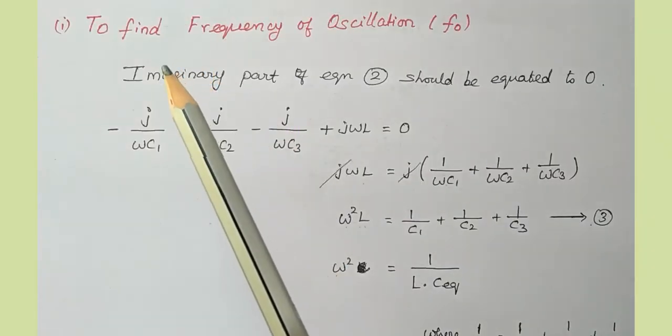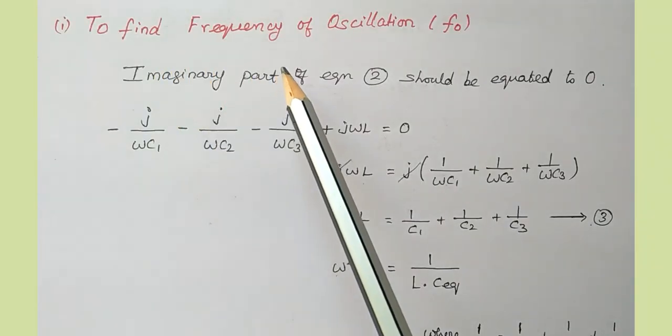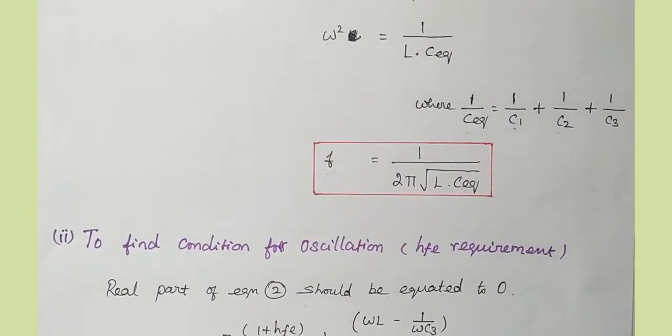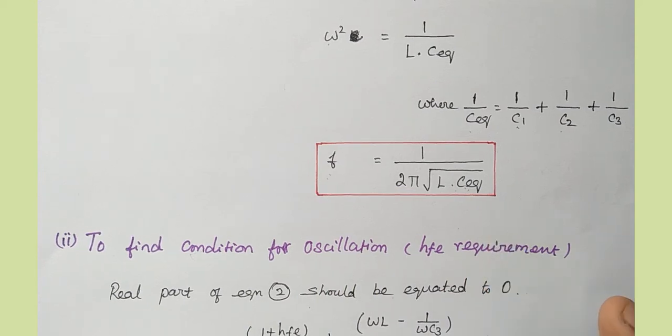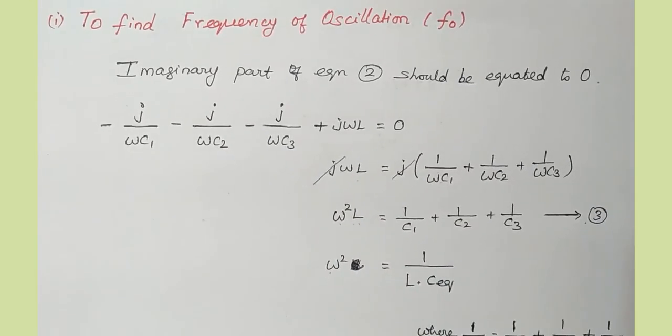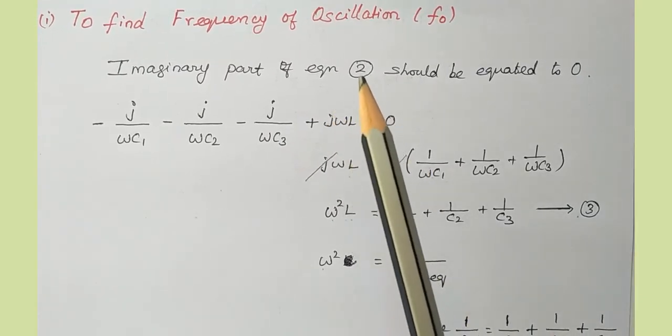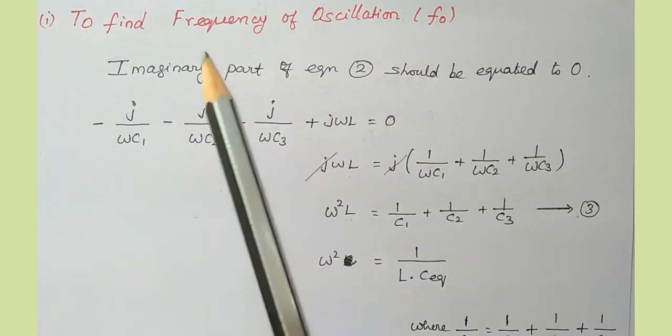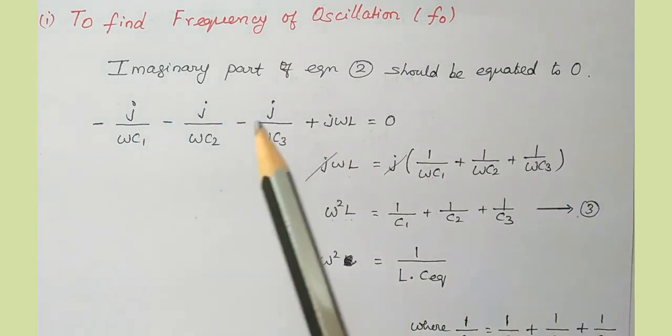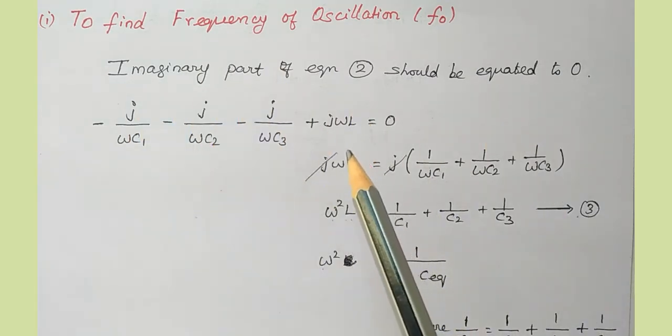Next, we need to find two things. One is the frequency of oscillation. Second, the condition for oscillation, that is, how much hfe is required to obtain a sustained oscillation. First of all, we see how to find the frequency of oscillation. For that, we take equation 2. In that equation 2, the imaginary part should be equated to 0. So this is the imaginary part.